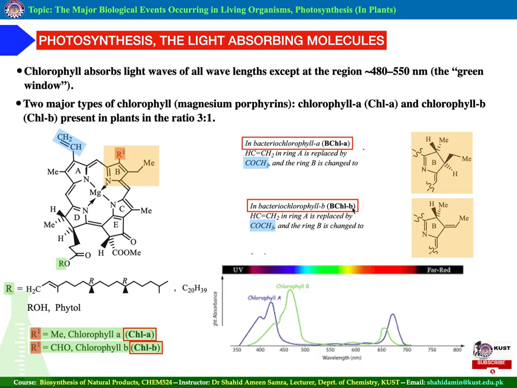In the case of chlorophyll B, this ring B is further modified. Instead of having this CH2 and CH3, that is an ethyl system, it has an unsaturated system. That is, the carbon of this pyrrole ring has unsaturation along with the other carbon of this ethyl group. So this group is modified to this one. So these two are the structures for the bacterial chlorophyll.